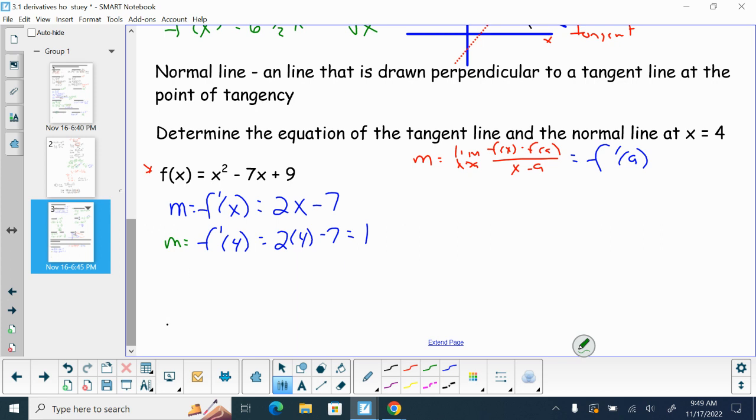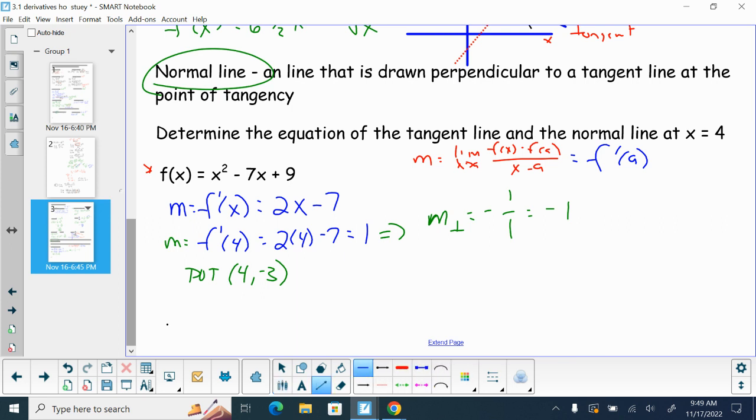We can deal with our point of tangency. We have 4, let's see, 16 plus 9 is 25, minus 28, negative 3. But what I want to get to here is the normal line. We just found the slope of the tangent line. We want to find the slope perpendicular. What do we do to find our slope perpendicular? Opposite reciprocal. So we have 1 over negative 1, which is still negative 1. I need to get a better problem there to show reciprocation.